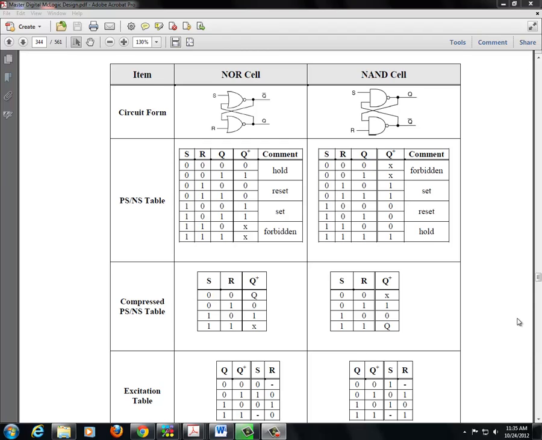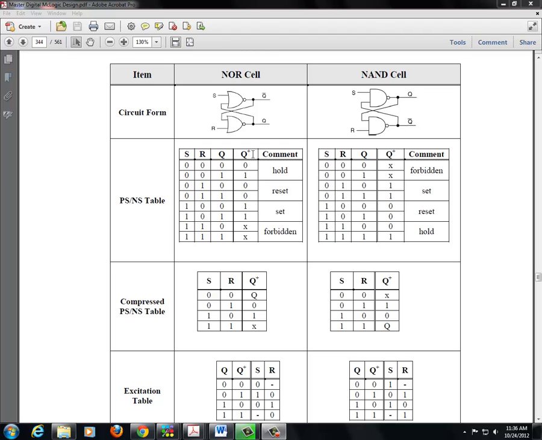So there are many ways of describing sequential circuits, and we're going to talk about all the different ways to describe them. We already looked at the NOR SR latch, where you have the cross-coupled NOR gates, inputs S and R, and outputs Q and Q naught. We had looked at the form where we just have the output Q, but this shows the output Q and Q naught.